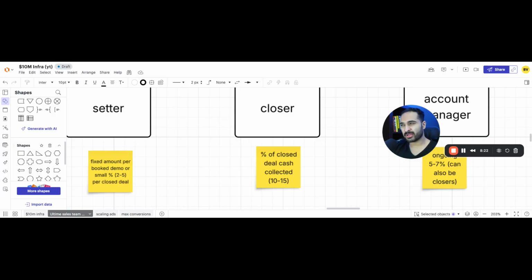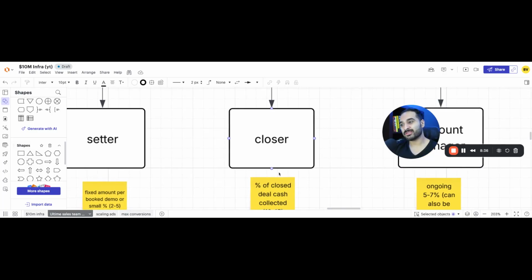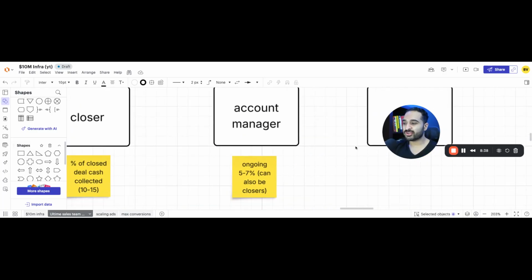So I know a lot of marketing agencies just pay the closers upfront and then they don't pay them anything after. I do not agree with that, but it's your business. Do whatever you want. Ideally, we want to pay them for everything because that recurring would not exist if it wasn't for this person. Next, you have account manager.